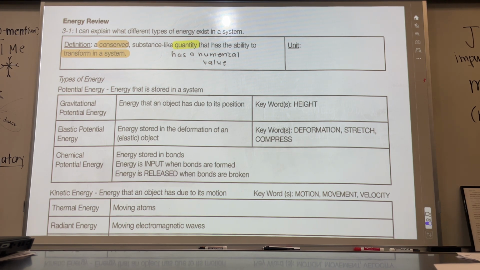So that's the definition. How is energy measured? Its unit is the joule, so it's a capital J. Let me spell it like that. Alrighty. Okay, so let's go into the different types of energy.